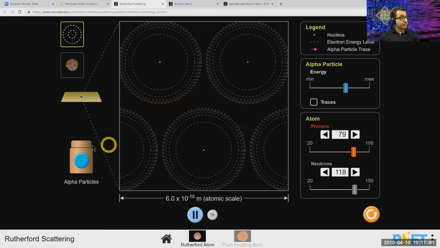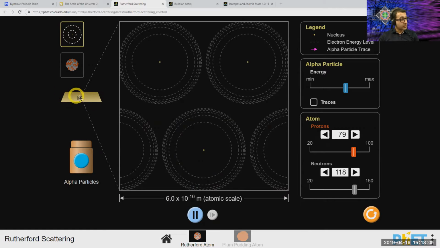So basically, this simulation gives you a diagram on the atomic scale. So this distance here represents a distance of 6 × 10⁻¹⁰ meters, very, very tiny indeed, about the scale of the average atom. These dotted lines represent the electron energy levels, and you can see here the small, dense nucleus where most of the mass of the atom is contained. So this is what Rutherford was doing.